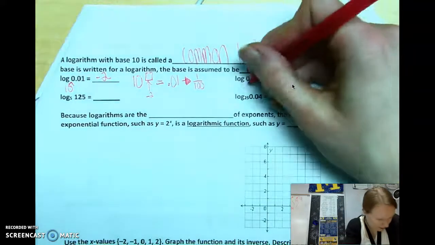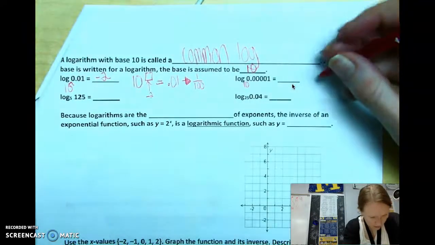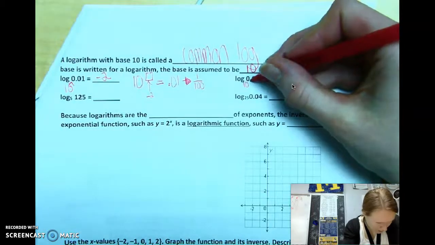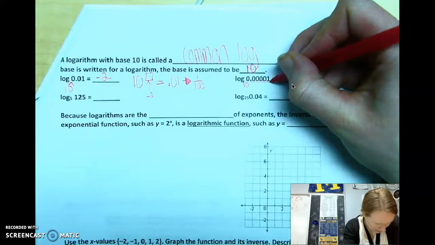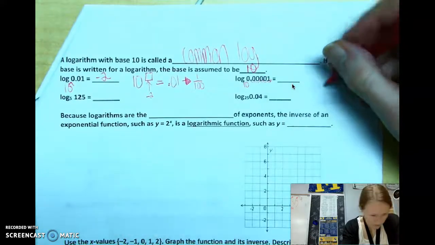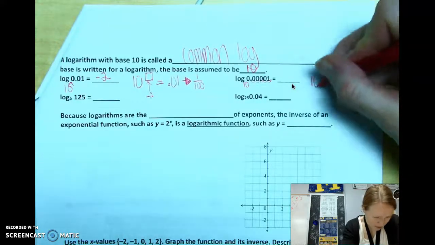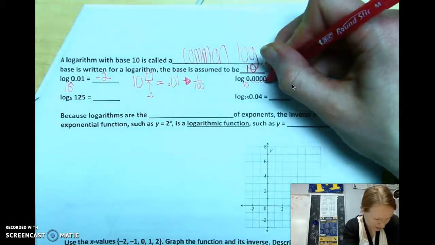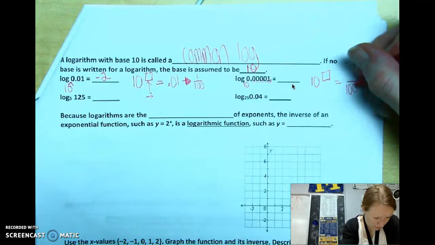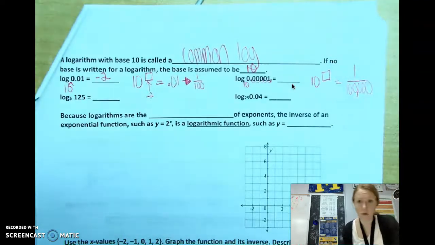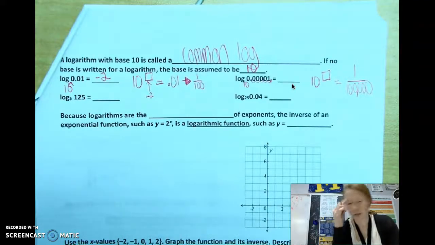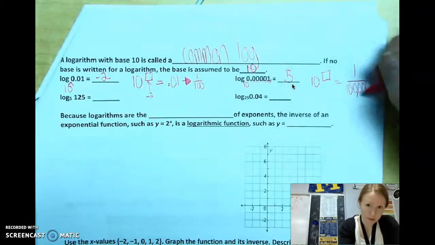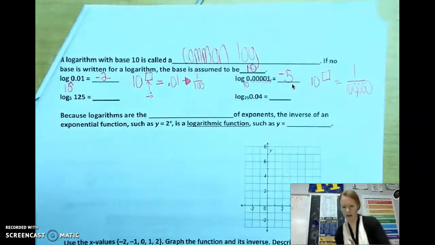Same thing here. We have log base 10 of 0.00001. So this is 1/10, 100th, thousandth, 10,000th, 100,000th, right? So I would have 10 to what power gives me 1 over, remember, 10, 100, 1,000, 10,000, 100,000. 10 to what power would give me 100,000? Well, count your zeros, right? 1, 2, 3, 4, 5. But in order to flip that fraction, we had to make it negative.